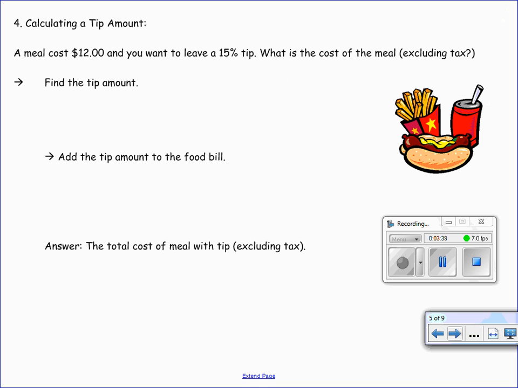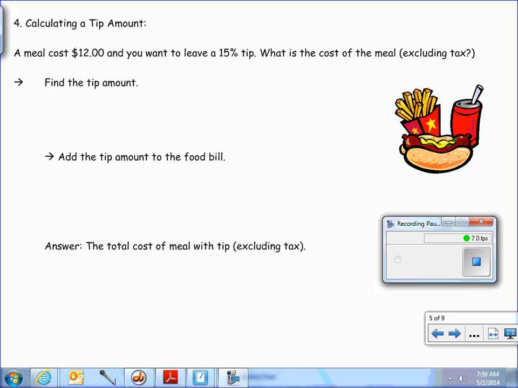Now we're going to be calculating a tip amount. You've got a meal that costs $12 and you want to leave a tip of 15%. What is the cost of the meal excluding tax? So we're not going to determine what the tax is on this one. We're just going to find the tip amount, add it to the food bill, and see how much our total cost is going to be.